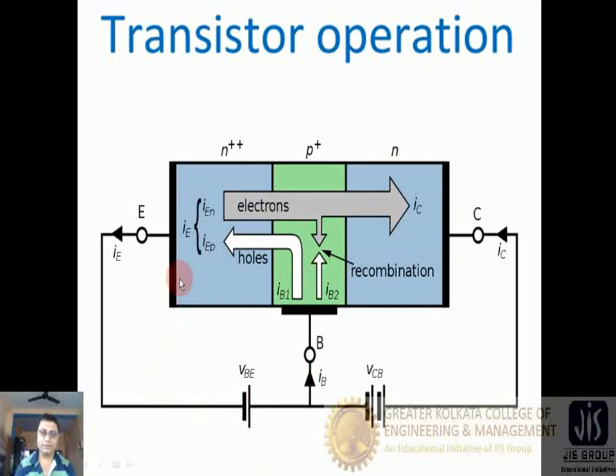So what happens? The electron flow happens, as it does in forward bias. Electrons flowing from the emitter go to the base.